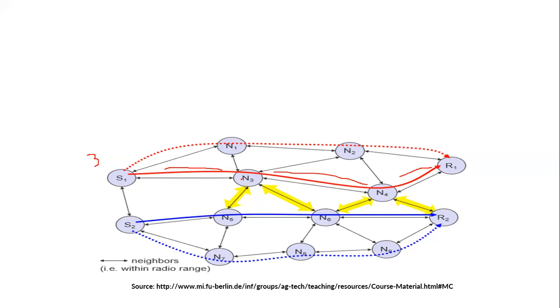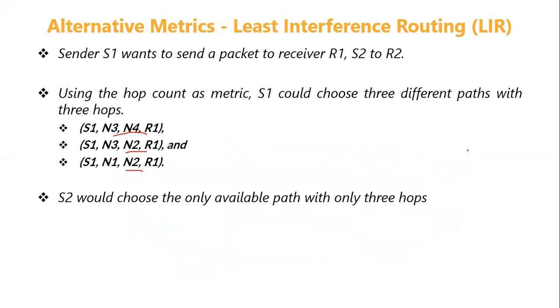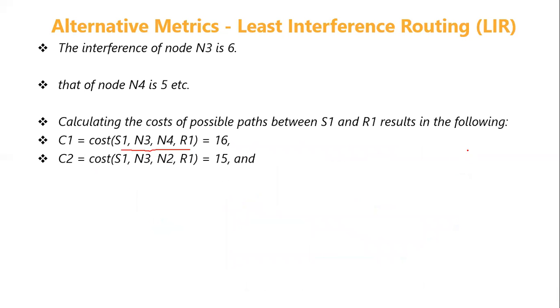N3 interference we have already calculated. It is 6. N4 is 5. R1 is 2. If you add all these, 6 plus 3 is 9, 9 plus 5 is 14, 14 plus 2 is 16. That is the cost of the path from S1 to N3, N3 to N4, N4 to R1.